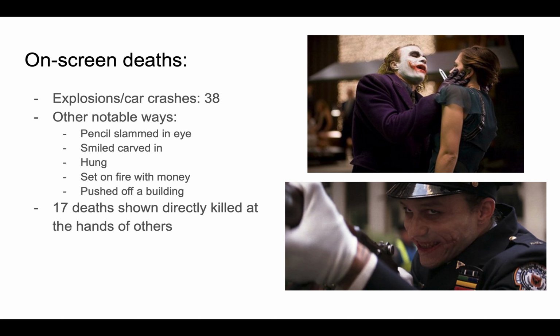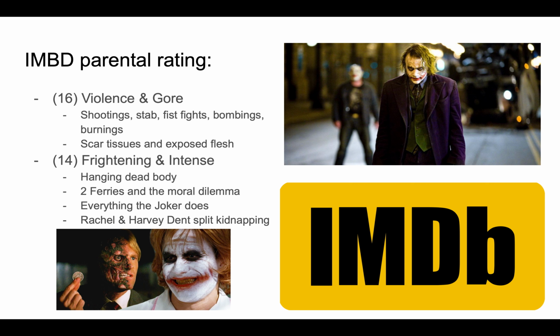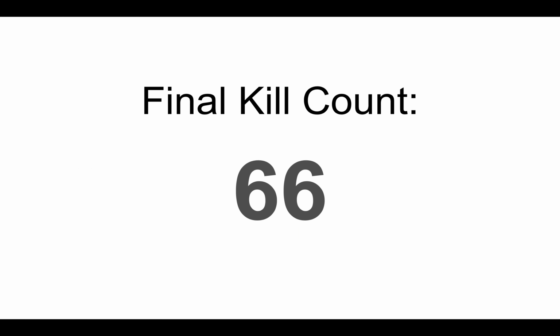So 17 deaths in this movie were shown directly at the hands of others, where you see cause and effect, person to person murder. And the IMDb rating for this one has 16 instances of violence and gore and 14 instances of frightening and intense scenes. And you can see some of the examples I have there. Though the ratio is different in this one than the other one, I think the amount, how they're equal, shows how the movie itself is a little bit more intense. The amount of people killed in this movie was 66, which, 43 to 66 is quite a big jump. But definitely not as much as I honestly thought there would be.